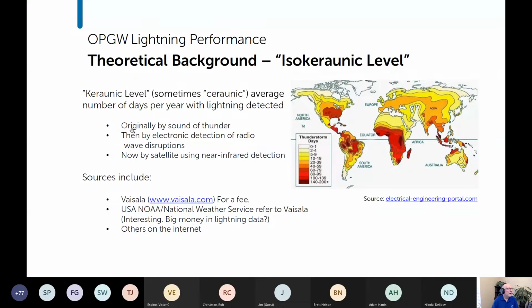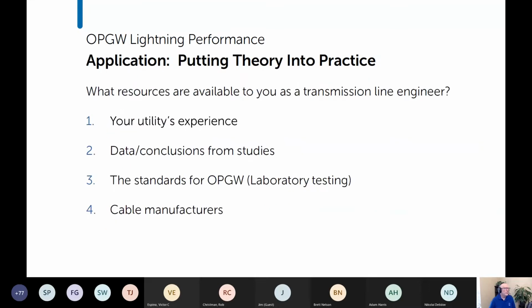But anyway, originally these maps were obtained by collecting data from the sound of thunder. And then like in the 70s, you begin to get electronic detection using radio wave disruption. And now it's done by satellite using a technology called near infrared detection. So that's some background on lightning.